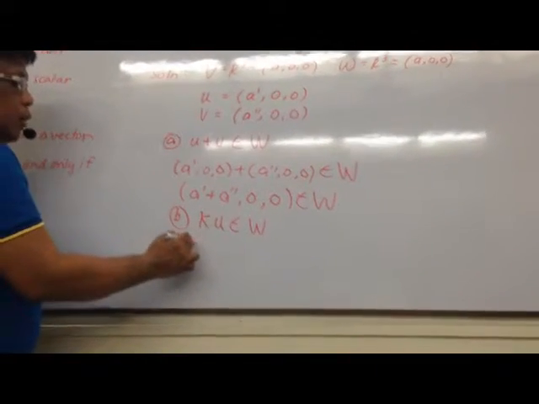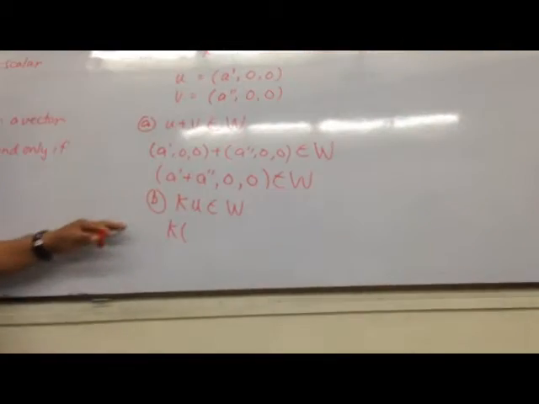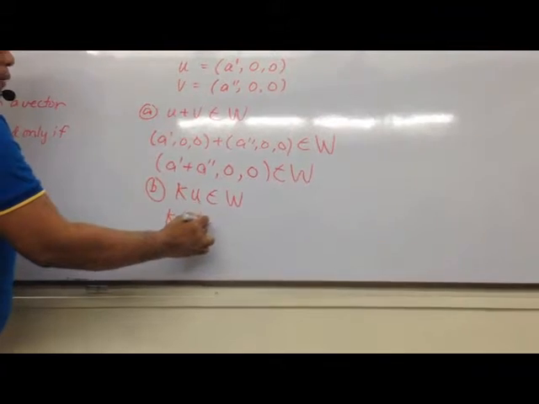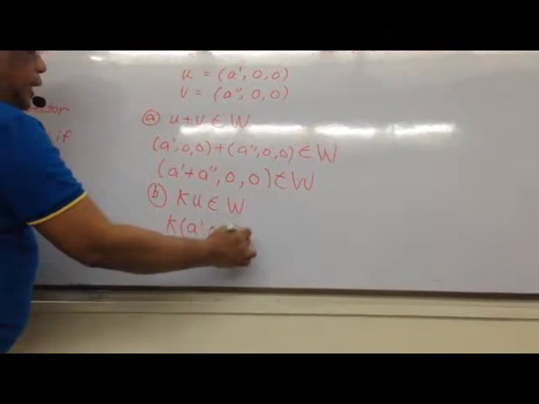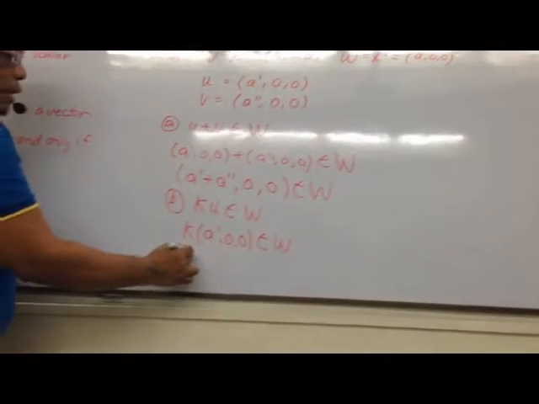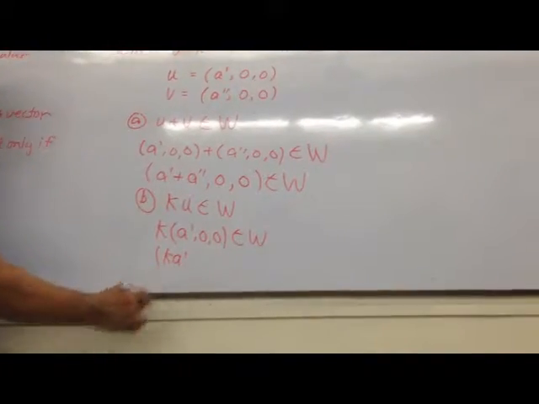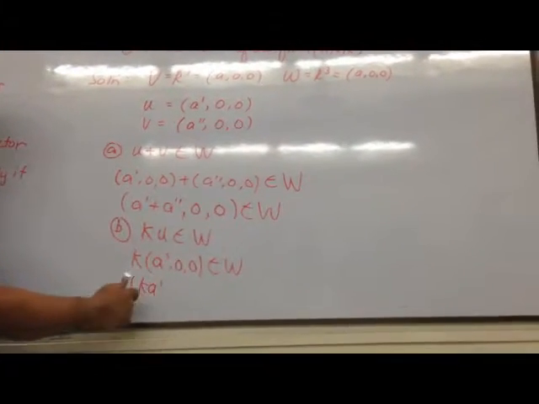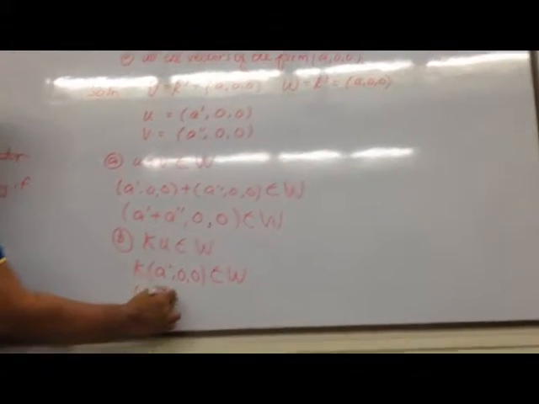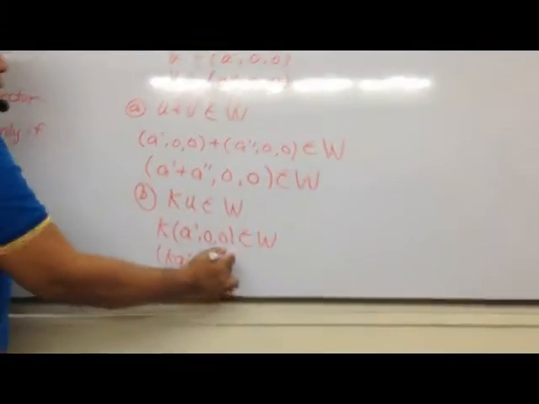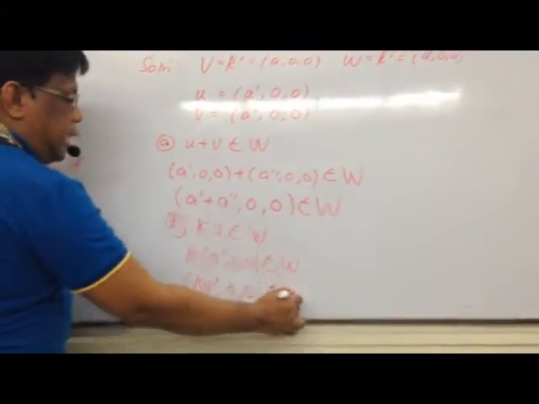Okay? Where k here, class, is a scalar, multiplying your vector u, where vector u is (a prime, 0, 0). So let us now, class, multiply k times a prime. What do we get? So class, we have k a prime, right? So we will use the standard scalar multiplication. Then k times 0 is 0. What about the third component, class? k times 0 is 0. So class, check now.